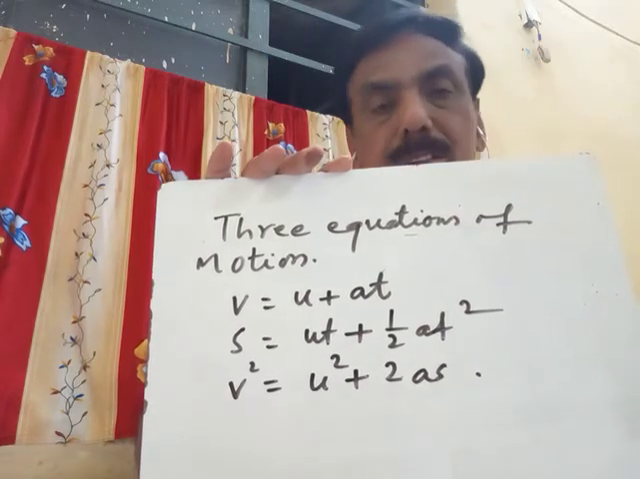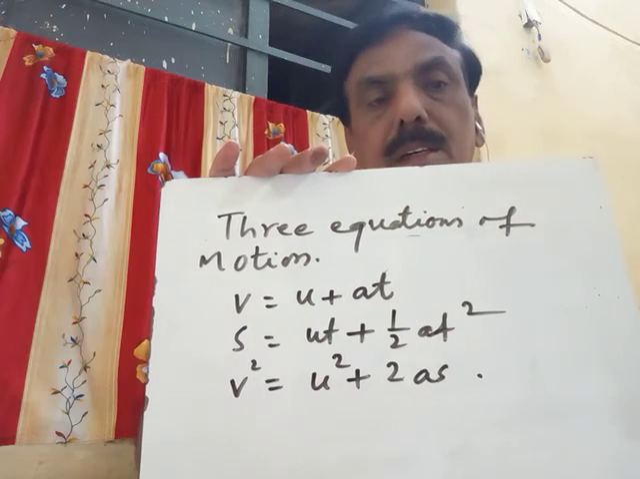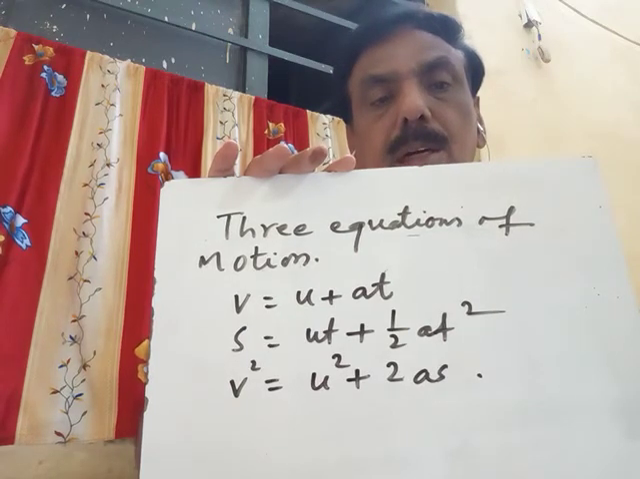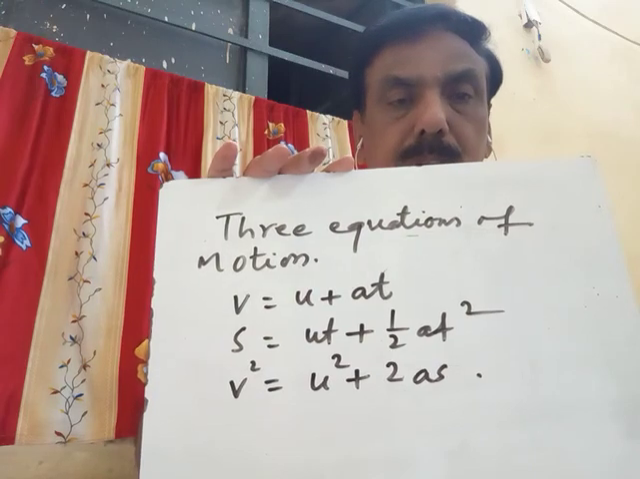So we have three equations of motion. These are useful while calculating the distance covered by a body in a particular time or the velocity of a body.